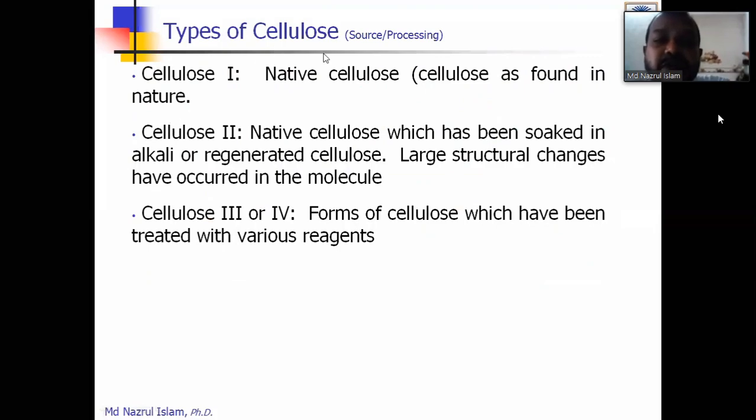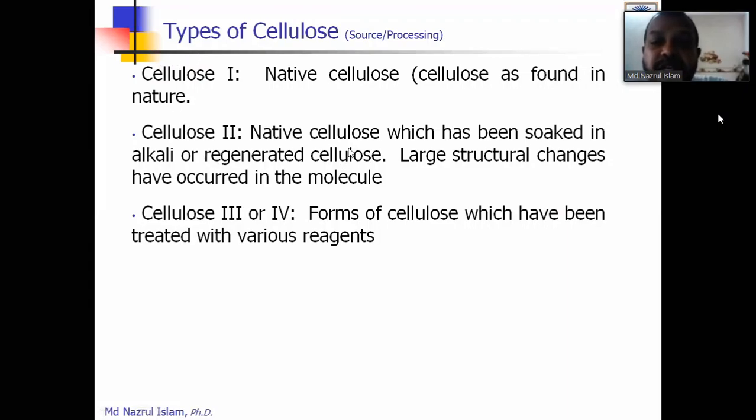Generally, we can say cellulose has three different types, depending on the source or processing, how we get the cellulose. Cellulose I is the native cellulose found in nature, like cotton, which is pure cellulose, 99.8% or 99.4%. Let's think of it as 99% or 98% pure. That would be cellulose I.